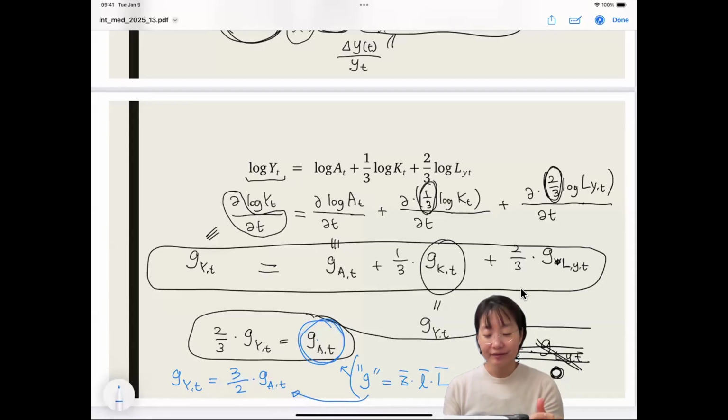Okay, so that was the growth accounting in the Solow plus Romer model.